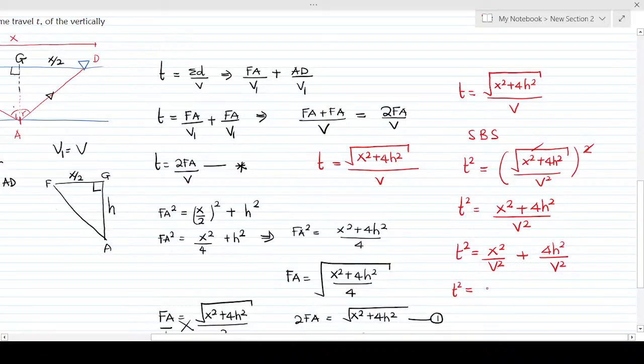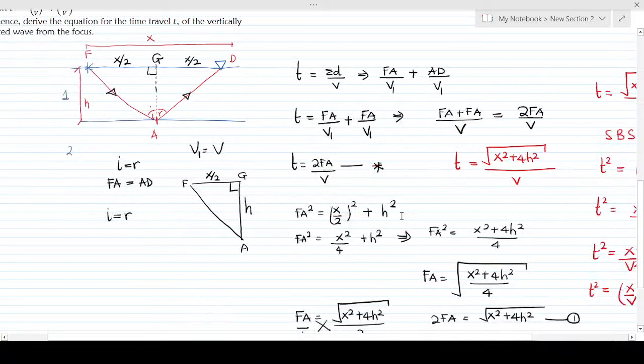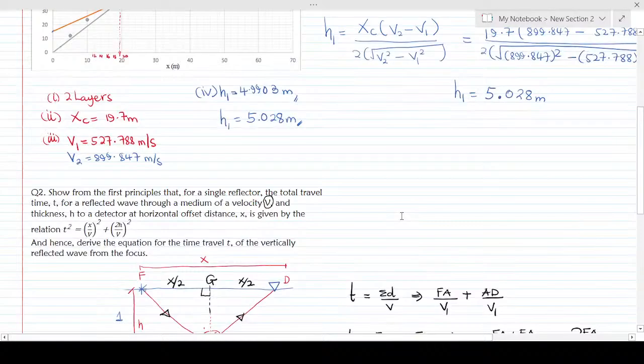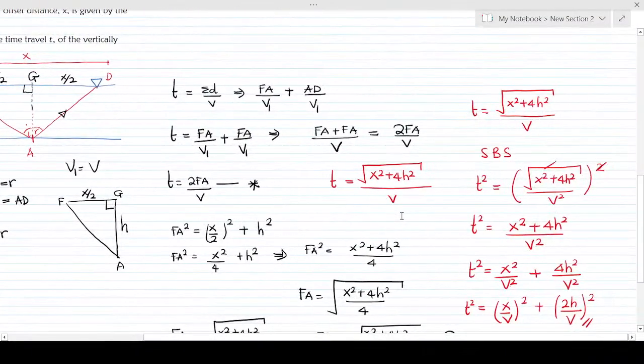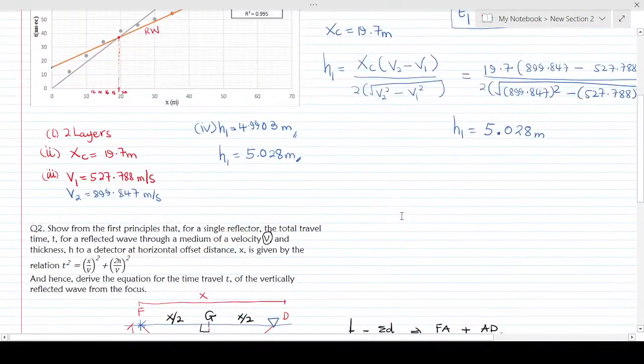So T squared, now factorizing, a common thing here is squared. So I can say x over v, all squared. And here the common thing is squared. So I can say 2h over v, all squared. So we are done with the first part. That is the first part of the question, right? So now we've gotten the relation.